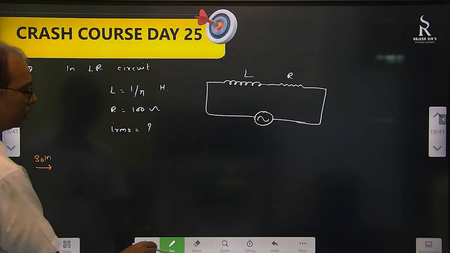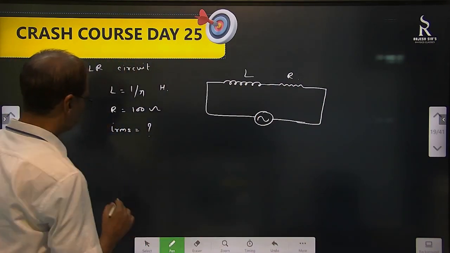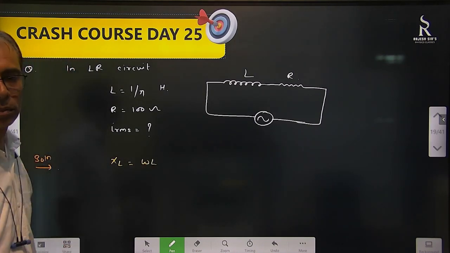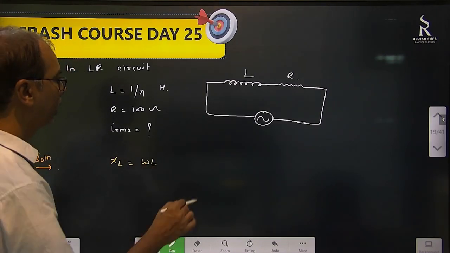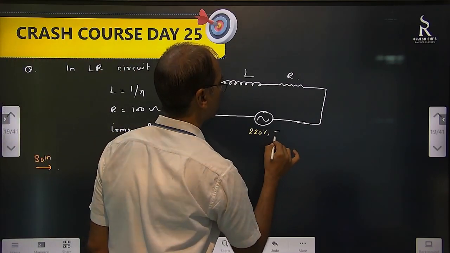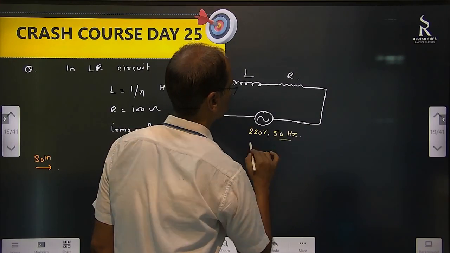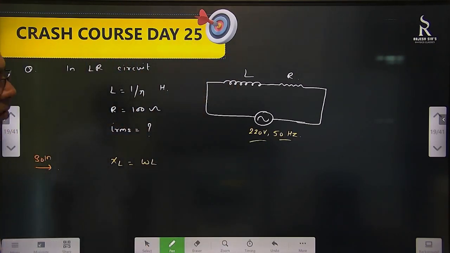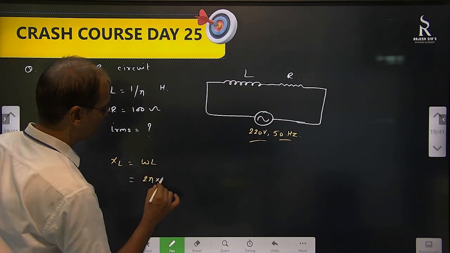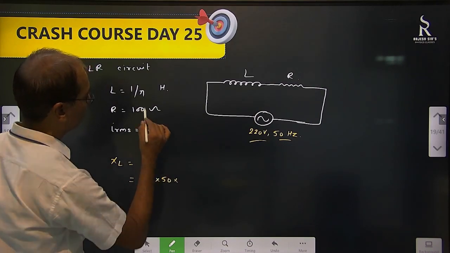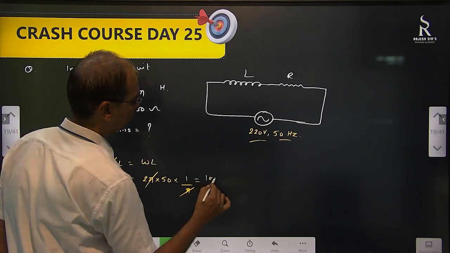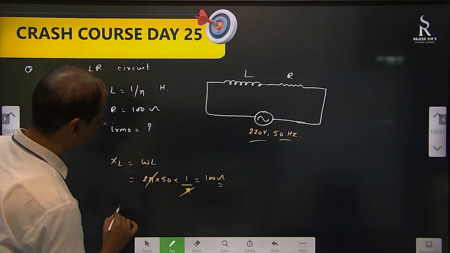So first of all, we're going to calculate the XL value. XL is omega L. For omega L, I require this, so you'll take it as 220 volt and 50 hertz, the same value as in the previous question. So what is omega L then? Omega L is 2 pi into frequency, which is 50, into the L value, that is 1 by pi. So pi and pi get cancelled, it is 100 ohm. Resistance is also given to us as 100 ohm.